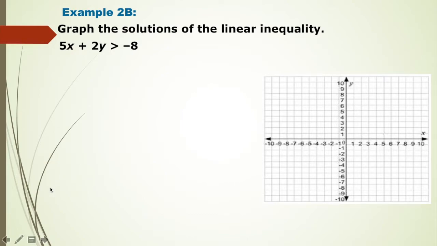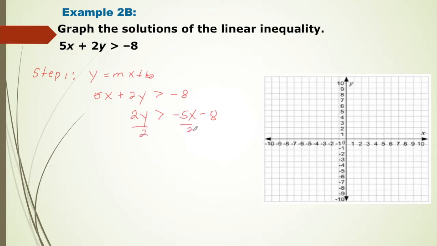Graph the solutions of the linear inequality 5x plus 2y greater than negative 8. Remember that your first step is to write the inequality in y equals mx plus b form. So let us solve for y. 5x plus 2y greater than negative 8. So solve for y. This is 2y. Subtract 5x on both sides. So this will be minus 5x and copy minus 8. Then divide both sides by 2.